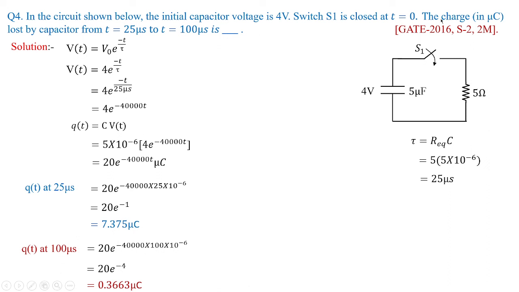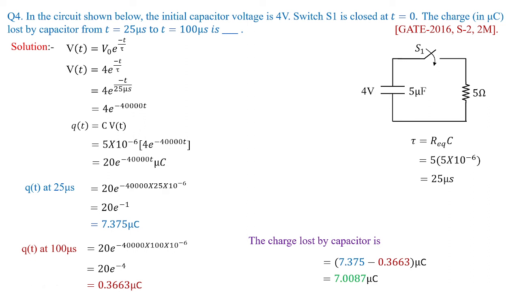So this is the difference of initial charge and final charge. What is the requirement? The charge lost by the capacitor between these two time intervals. So it would be 7.375 minus 0.3663. So this would be equivalent to 7.0087 microcoulombs.